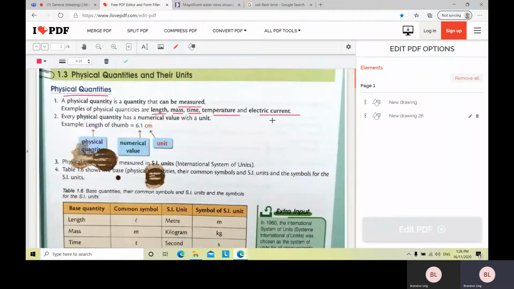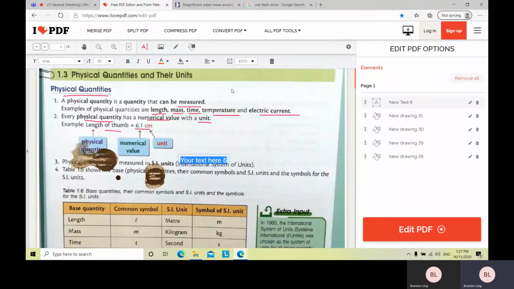Of course, there are other things that we can measure, for example, area and volume. These are some of the examples. A physical quantity has a numerical value with a unit. Let's say you are measuring the length of your thumb, so it is 6.1 cm, where 6.1 is your numerical value and cm is your unit.